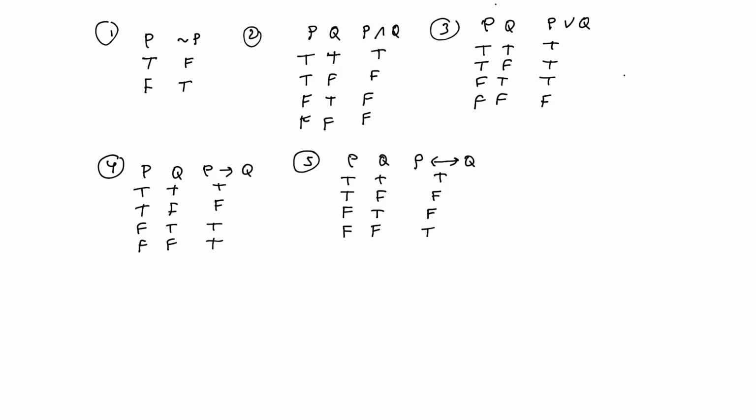So far we've learned how to do truth tables for 6 of these logical operators, but here are the 5 most important ones: the not, the and, the or, the conditional, and the biconditional. In this video, I'll show you how you can create truth tables for more complex truth sentences.